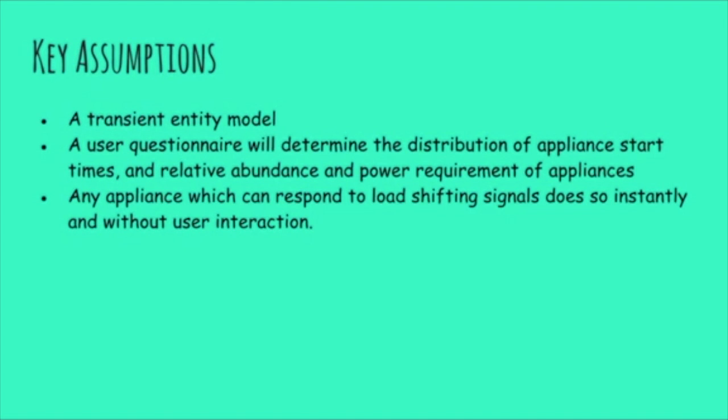Some of the key assumptions we make for our model include 1. A transient entity model, 2. Assuming a probability distribution for the time between starts of appliances and for the length of time the appliance is running, and 3. That any appliance which can respond to load shifting signals does so instantly and without user interaction.